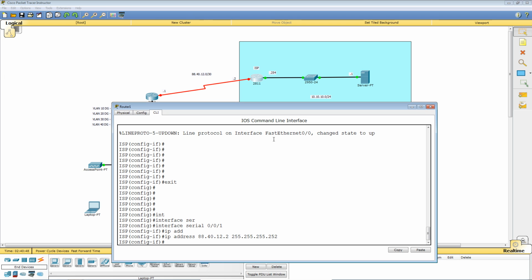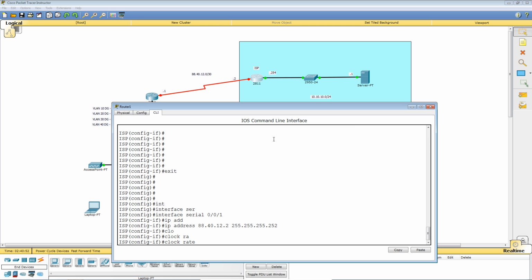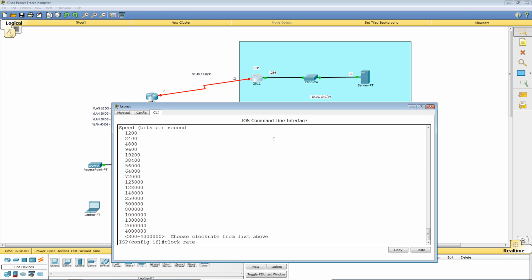Now, this is the service provider end. I need a clock rate. How good is that? What command puts the clock rate on? Go into the interface, clock rate. What speeds have we got? Use the question mark. Gives us the speeds. I'm just going to put 128,000 on.